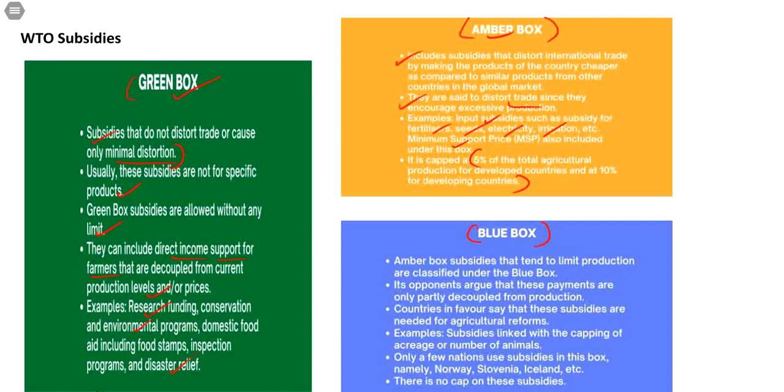And next is blue box subsidies. Amber box subsidies that tend to limit production are classified under blue box. Its opponents argue that these payments are only partly decoupled from production, and countries in favor say that these subsidies are needed for agricultural reforms. Examples include subsidies linked with capping of acreage or number of animals. And only a few nations use this subsidy.